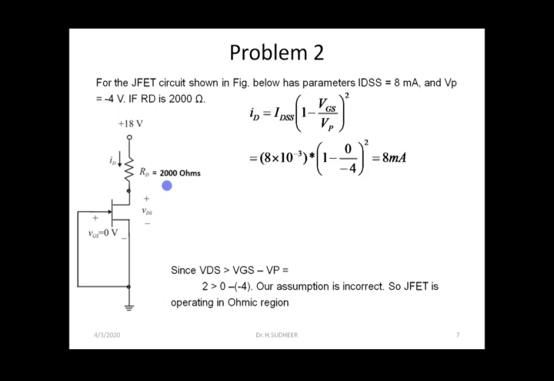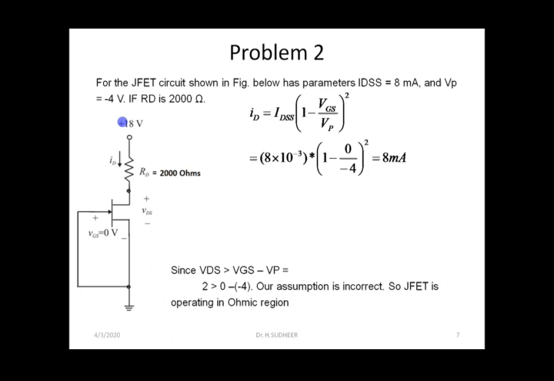The first thing we have to do is assume the transistor is operating in active region. As the JFET is operating in active region, then ID is equal to IDSS into 1 minus VGS by VP whole square, as we had done in the previous problem. So ID is equal to 8 milliamperes. Now we have to substitute this 8 milliamperes in the circuit equation. What is the circuit equation? Minus VDD plus IDRD plus VDS is equal to 0, or VDD is equal to IDRD plus VDS. So in other words, ID is equal to 18 minus VDS by RD. Let us think.